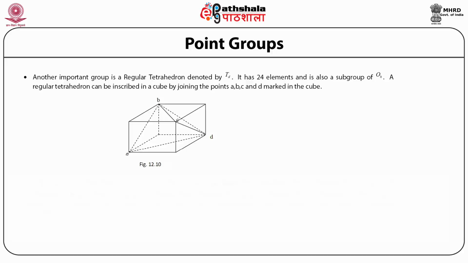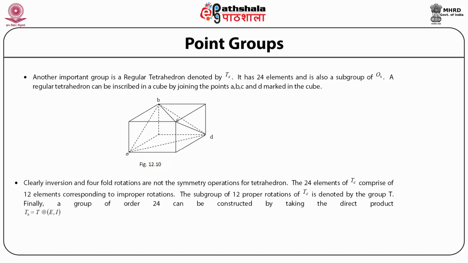What is a regular tetrahedron? A regular tetrahedron can be inscribed in a cube by joining the points A, B, C, and D marked in the cube as shown in the slide. Clearly, inversion and four-fold rotations are not the symmetry operations of the tetrahedron. There is no point in the tetrahedron that we can consider to be a center of inversion. There is no such symmetry.